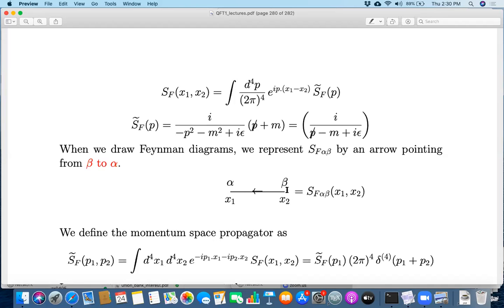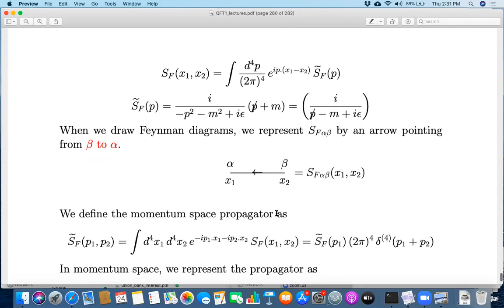So whenever you see a fermion propagator with an arrow, we'll know that the psi index is on the side towards which the arrow is going, and the psi bar index is on the side from which the arrow is coming. Is this convention clear? Okay.